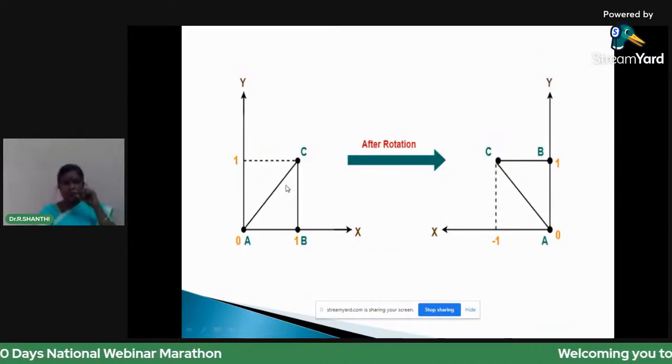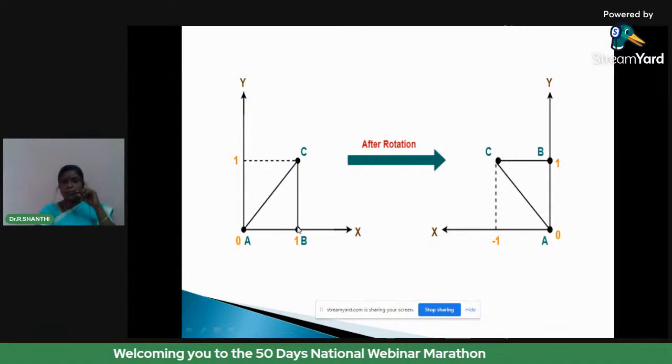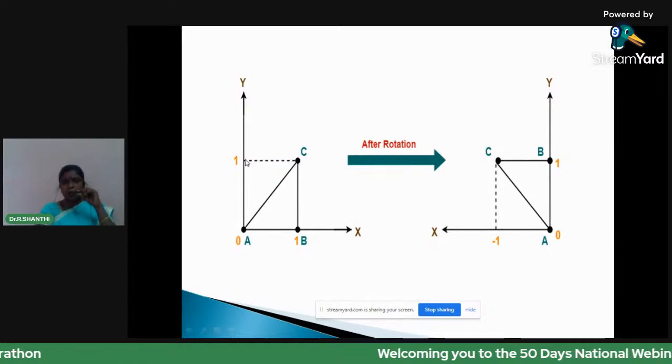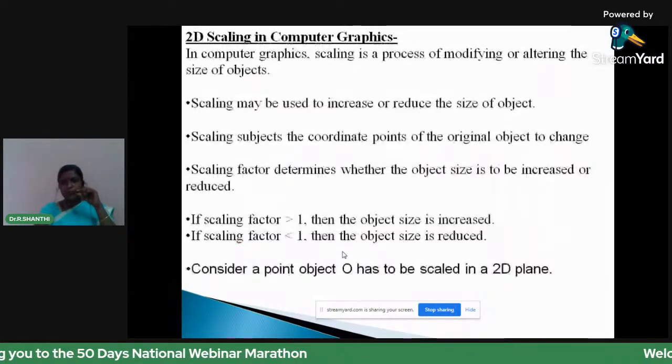After rotation, what happens? See here, you have rotated the picture. Here is the original object. After rotation, this becomes upside down. This C has been rotated and has reached this particular position, and B has come to this position at A. So after rotation, the total appearance of the picture will change.